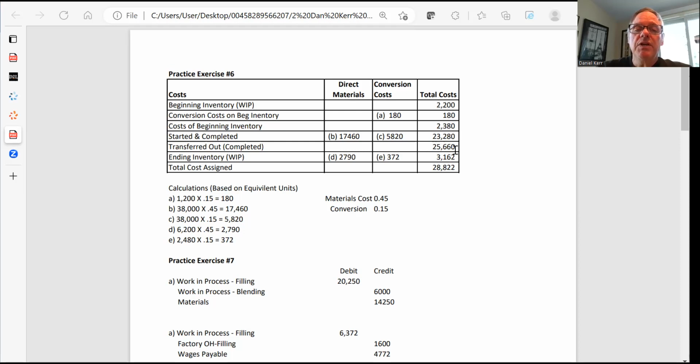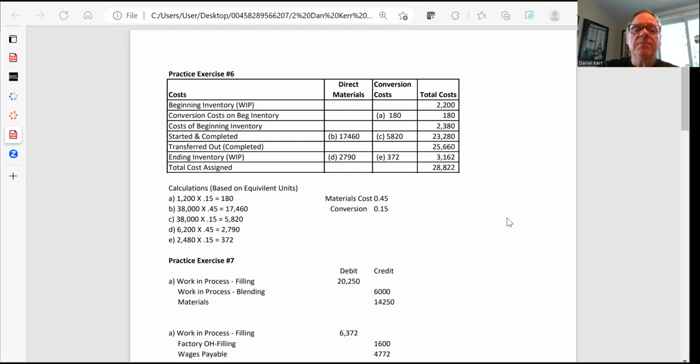And then what we need to do is figure out what the ending inventory was. Now, the equivalent units in the ending inventory, if I go back to the original problem, were 6,200 units. Materials costs were 45 cents, so 6,200 times 0.45 gives us 2,790. And then for the conversion cost, we had equivalent units of 2,480 times 15 cents, which gives us 372. So the total cost assigned between the goods transferred out and the ending inventory is 28,822.